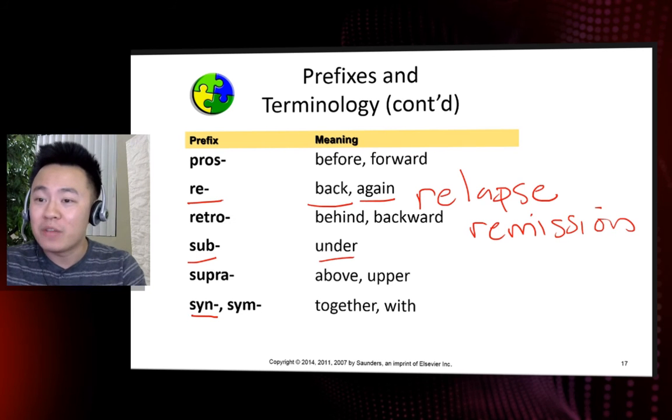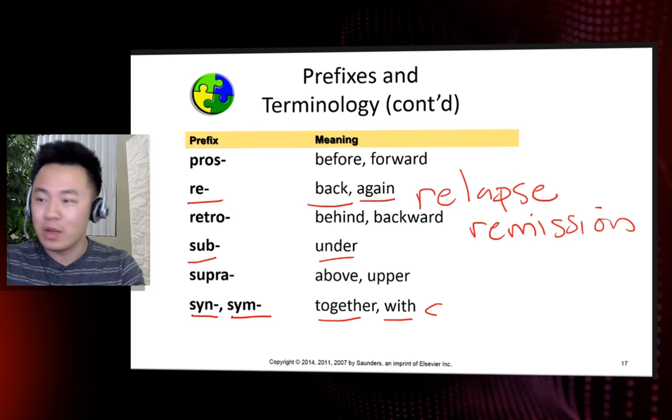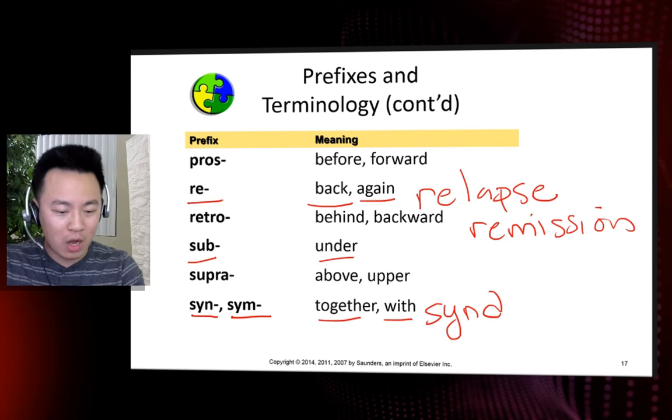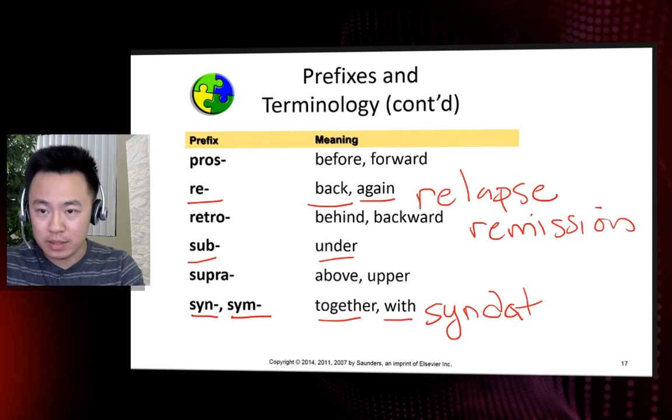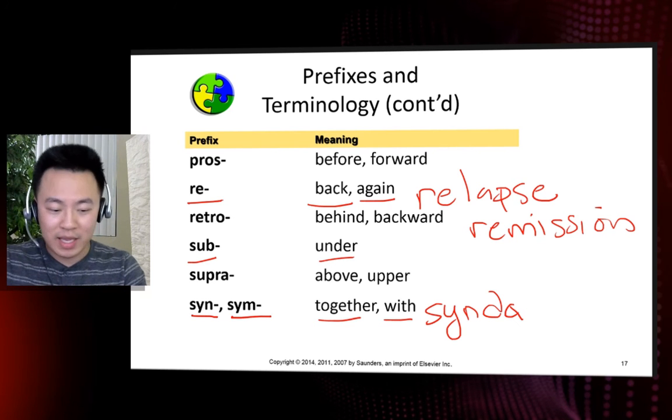We also definitely have syn or sym, which means together or with, and there is a condition here known as syndactyly. We'll talk a little bit more about this later in the lecture. Syndactyly. Let's get my handy eraser out here because I totally messed up that word. Right now it is 2 o'clock in the morning when I'm doing this, so I'm doing the best I can.